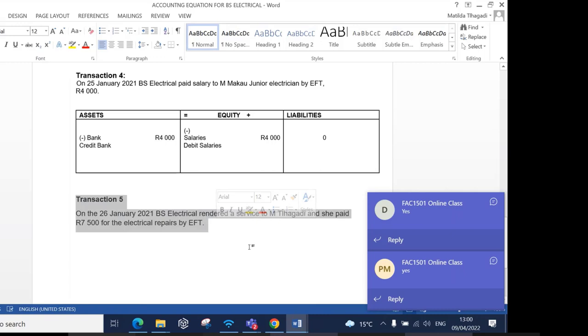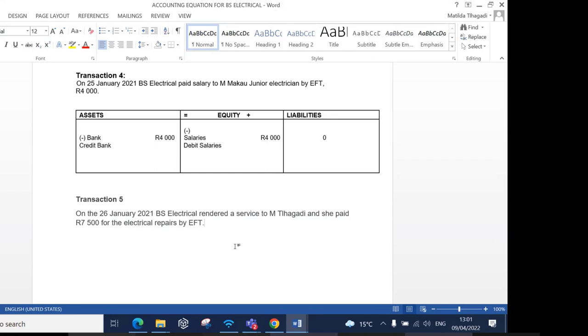Transaction number five: on the 26th of January 2021, BS Electrical rendered a service to M. Hlagadi and she paid 7,500 for the electrical repairs. What is the source document there? Transaction number five, what is the source document?